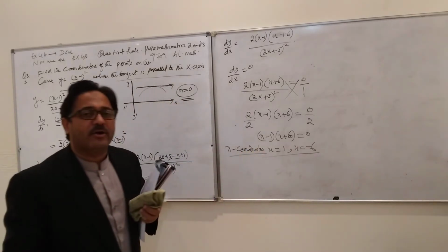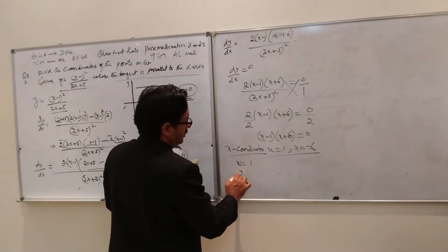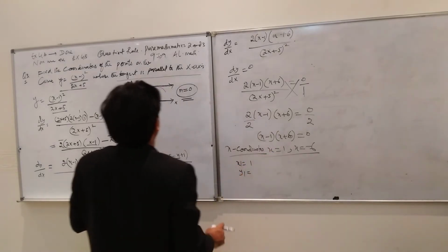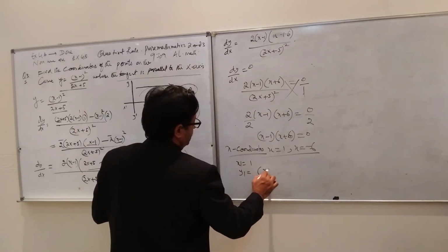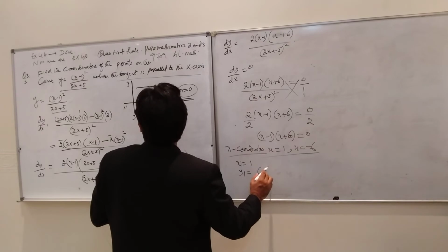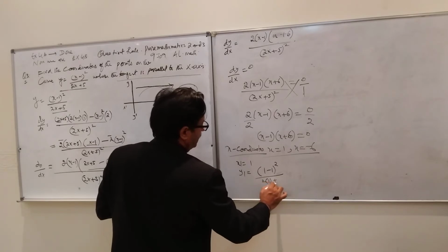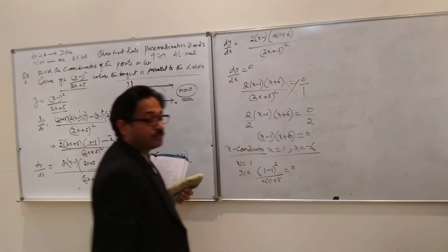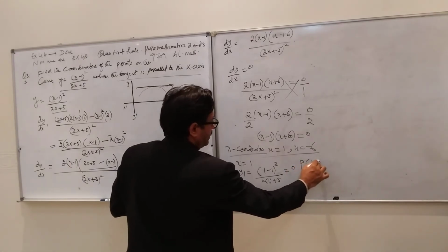Now, how to find the y coordinates? Just put x1 equal to 1. So y1 will be, just put this x value in the main function, y equals (x − 1) squared over (2x + 5). So (1 − 1) squared over (2 × 1 + 5), which is what? 0. So the first point is (1, 0).